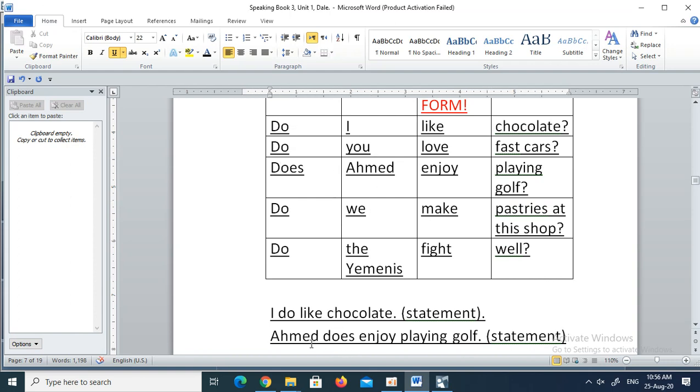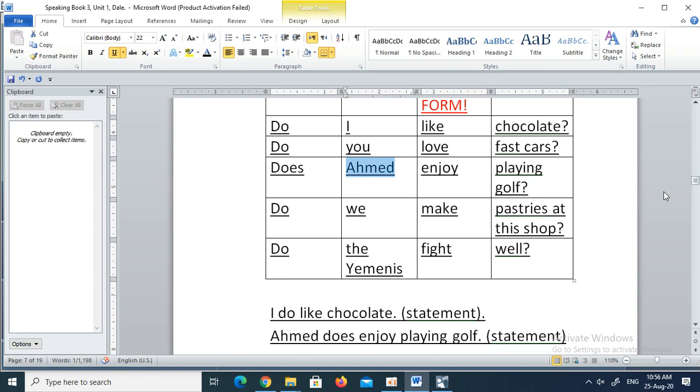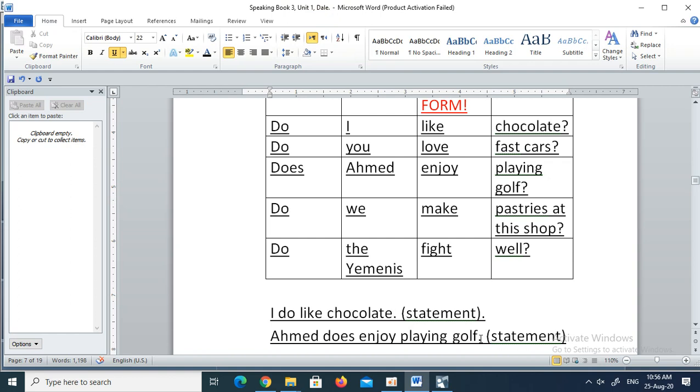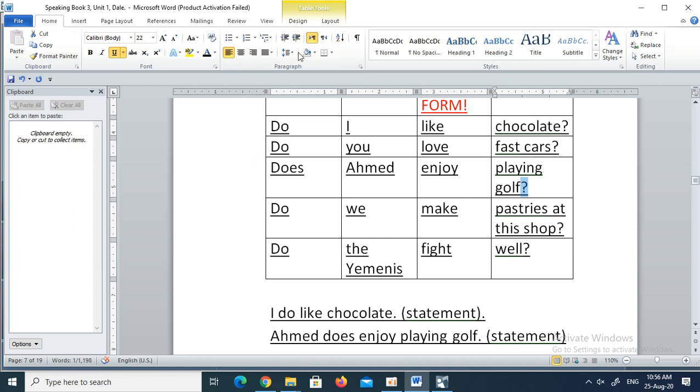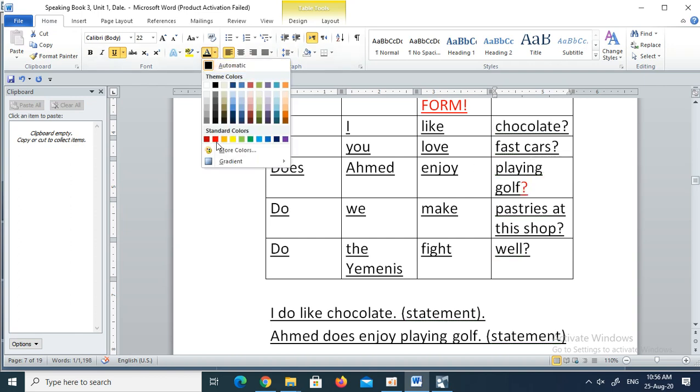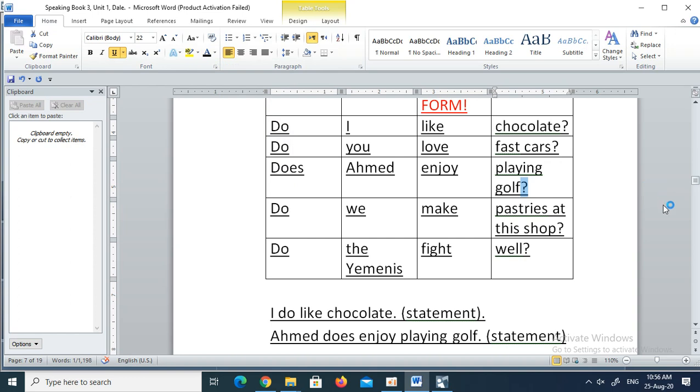So the statement has this word order. Ahmed first, does second. The question has does first and Ahmed second. And because these are now questions, instead of the full stop at the end, you have a question mark at the end to show that it is now a question. All right. That is all we need to do to change the statement into a question.